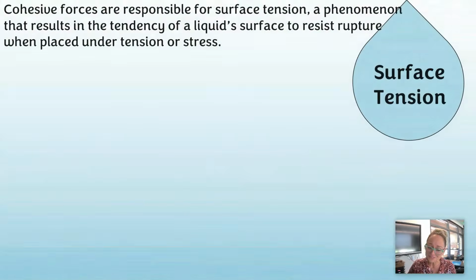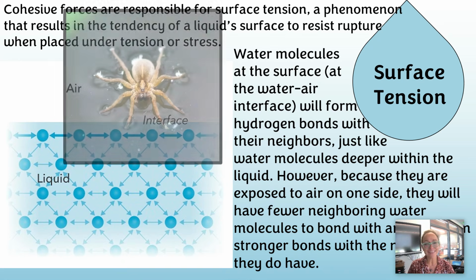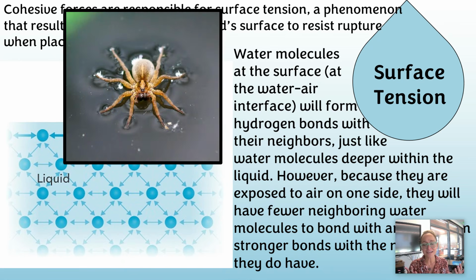Oh, and then we have surface tension. So surface tension is really about the interaction between water and air. And so when we look at that air-water interface, the water molecules at the surface are going to form stronger hydrogen bonds with each other because they're not bonding with the air. And so it creates a stronger hydrogen bonding effect at that air surface interface. And that allows some lightweight organisms like insects to be able to land on water and not break through the surface of the water.